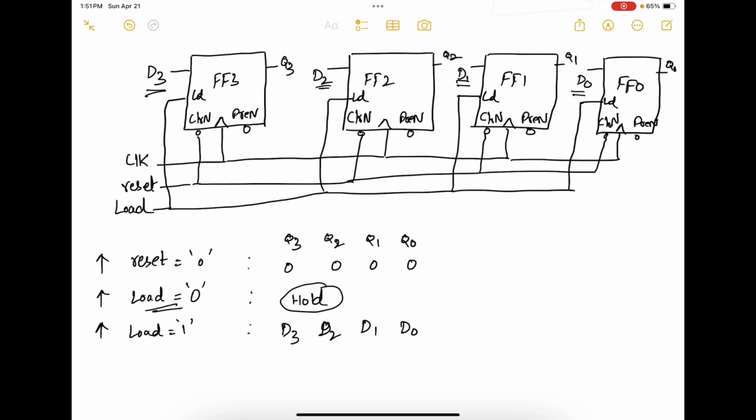So this is the operation of a register. Now this is a parallel in, parallel out register because you can simultaneously give values D3, D2, D1 and D0, and you can also simultaneously collect Q3, Q2, Q1 and Q0. Hence it is known as a parallel in, parallel out configuration.